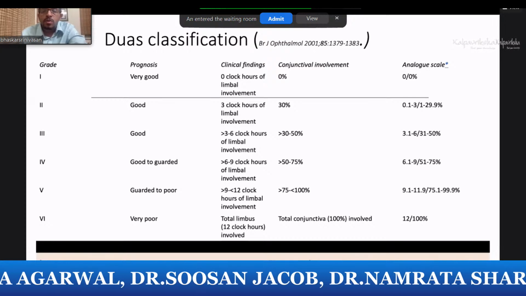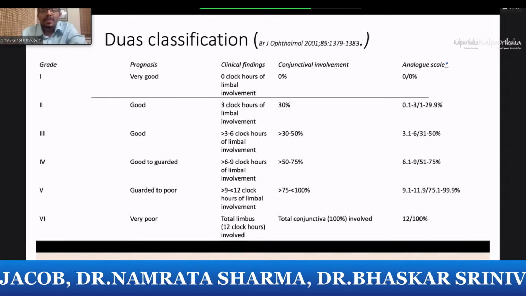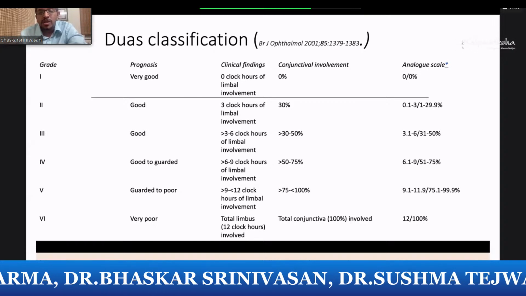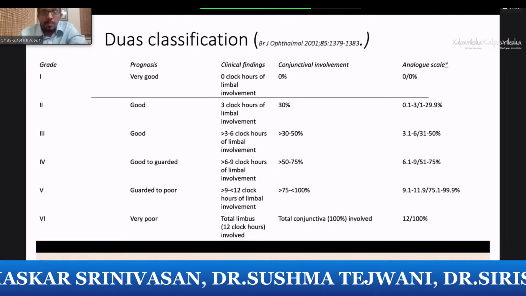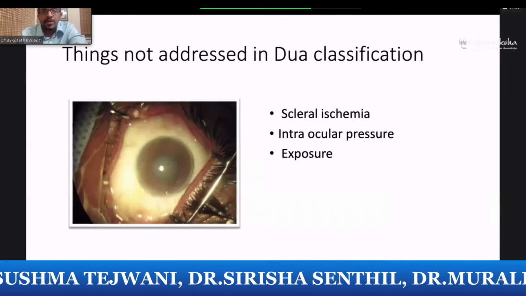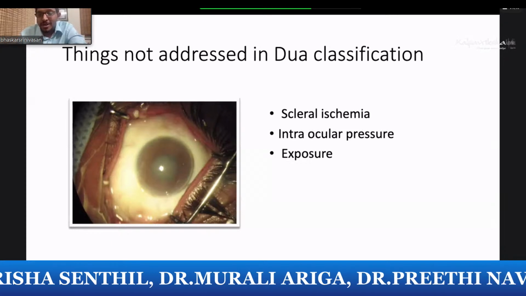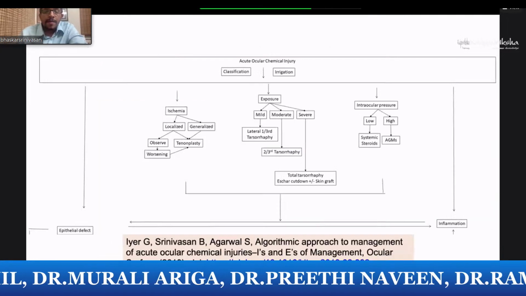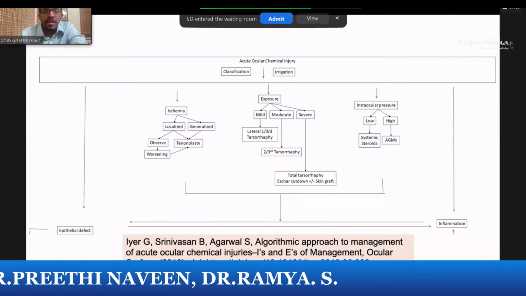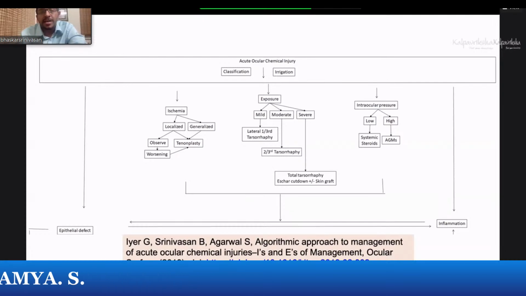But you need to also quantify in an analog scale the amount of conjunctival defect, because the extent of conjunctival defect finally also tells you what the prognosis of that patient is going to be. The problem with Dua's classification is still that it doesn't address all factors in an acute chemical injury. It doesn't address the scleral ischemia. It doesn't talk about the intraocular pressure. It doesn't talk about exposure. And we've published our article on the I's and E's of management of acute chemical injury, where we are looking at all the factors that need to be addressed in an acute chemical injury.